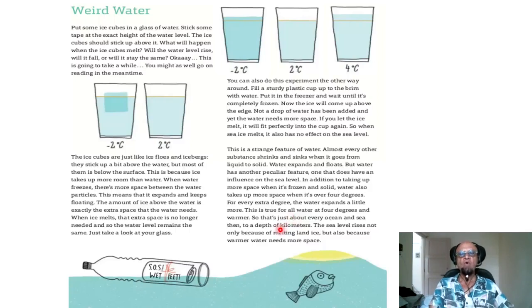You expect warm water to expand and have more volume. It's just funny that when it freezes it also takes up more volume. So that's the weird part of the water that we are talking about, right? So that's just about every ocean and sea. Down to a depth of a kilometer, the sea level rise is not only because of the melting land ice, but also because warmer water needs more space.